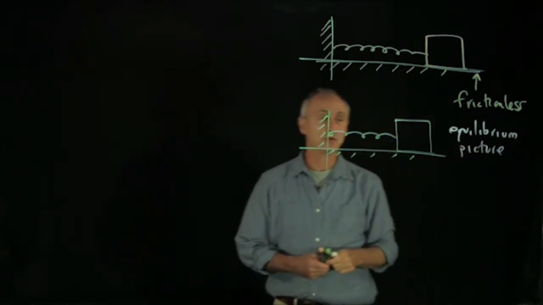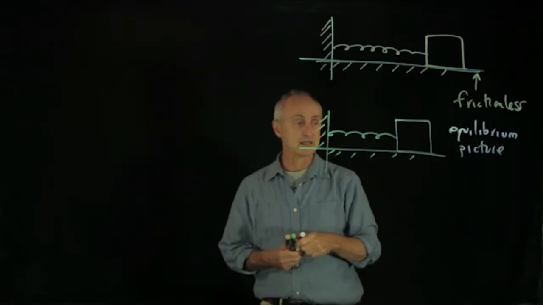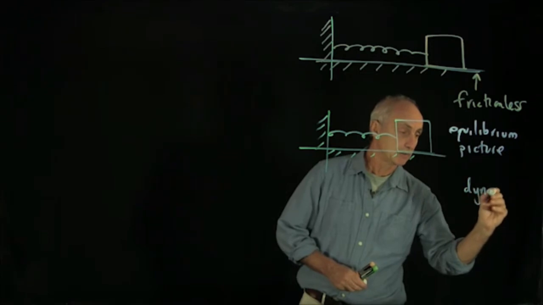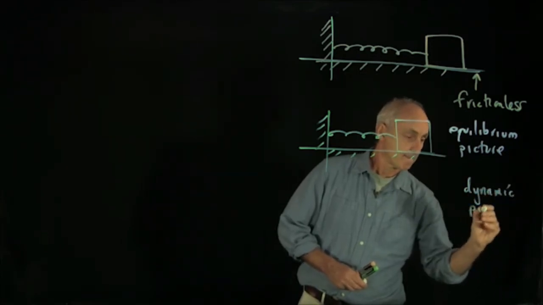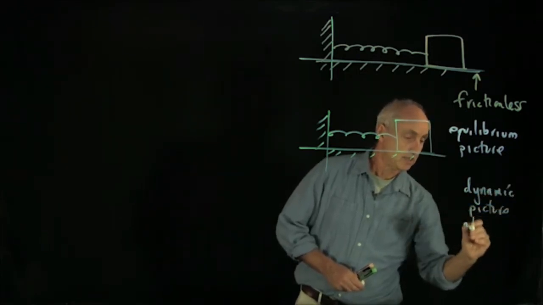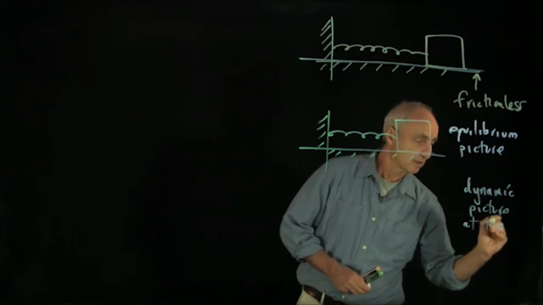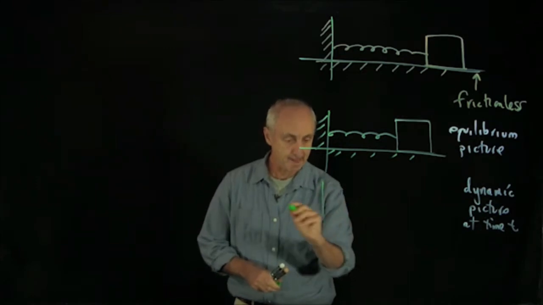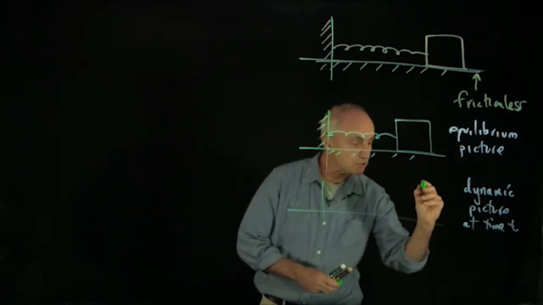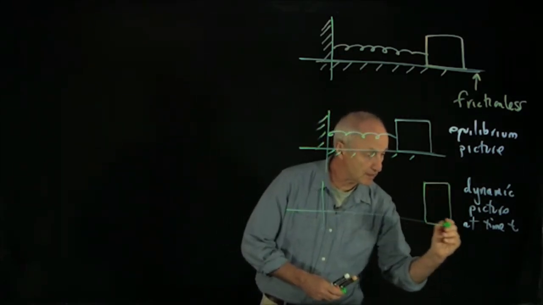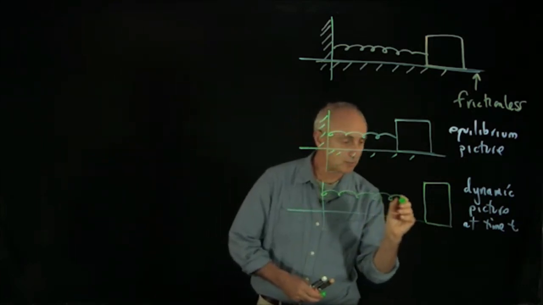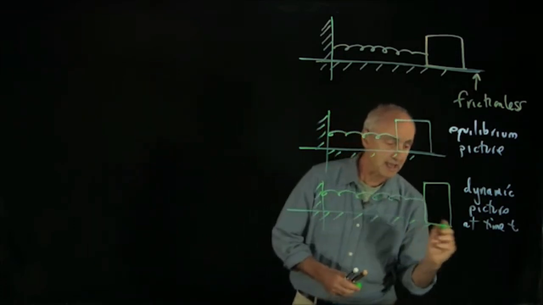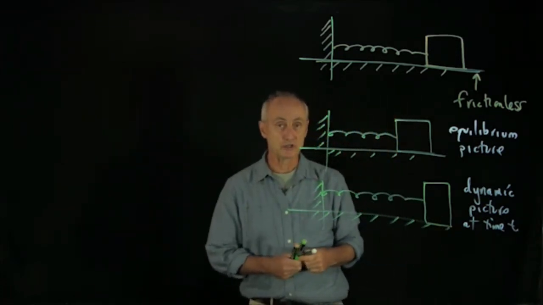And now what we'd like to do is draw a dynamic picture at some arbitrary time t. So here we have a dynamic picture at time t, and I'll draw it in a second. So we draw the same object, and now we're going to move our object to some arbitrary position. In this case, the spring has been stretched. Wall, frictionless surface. And now I'm in position to choose a coordinate system.